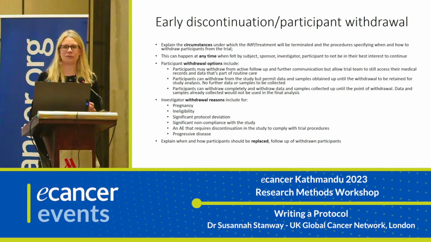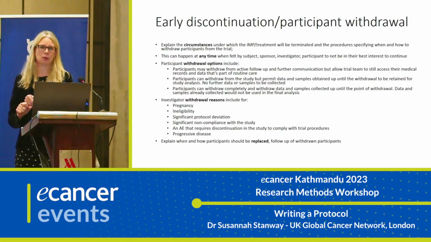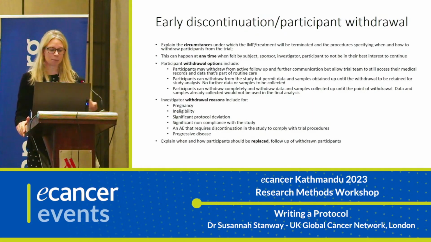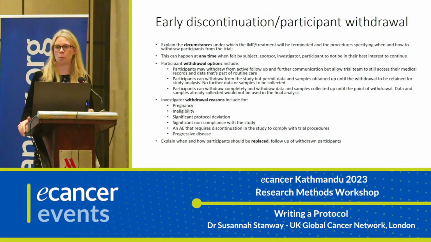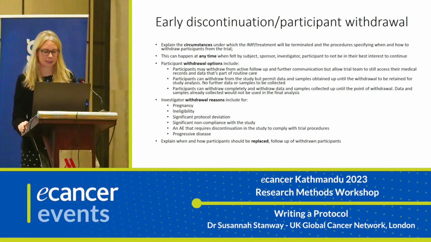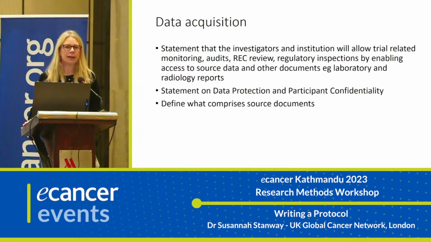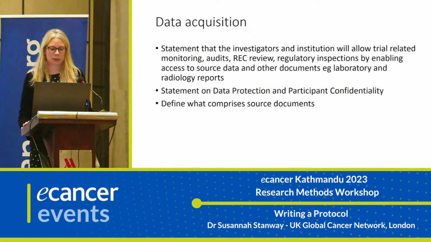So for example, if they are found to subsequently be ineligible, if the patient becomes pregnant, if there's non-compliance with the protocol, a huge protocol deviation, an adverse event that requires discontinuation, or progressive disease being examples of that. And you also need to detail if you're going to replace that participant that's withdrawn and how you're going to do that. Then you should have a section on data acquisition.